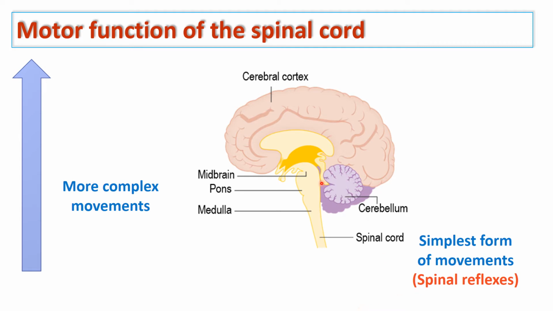Our brain stem is composed of the midbrain, pons, and medulla, and then continues as the spinal cord. So the simplest forms of motor activities are controlled by the spinal cord, and the more complex movements are controlled by the midbrain, pons, and medulla, or what we call the brain stem. And the highest or most complex movements are controlled by the highest center of the nervous system, which is the cerebral cortex. Okay?